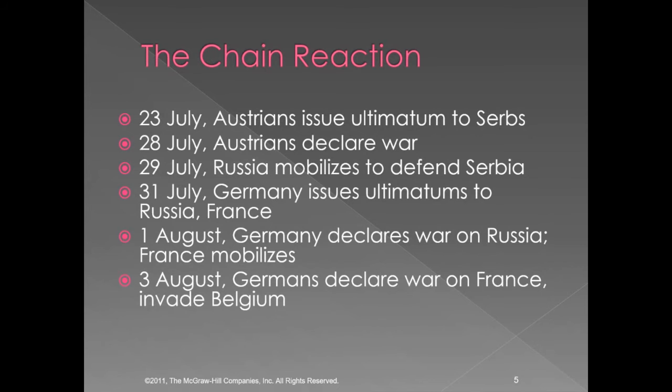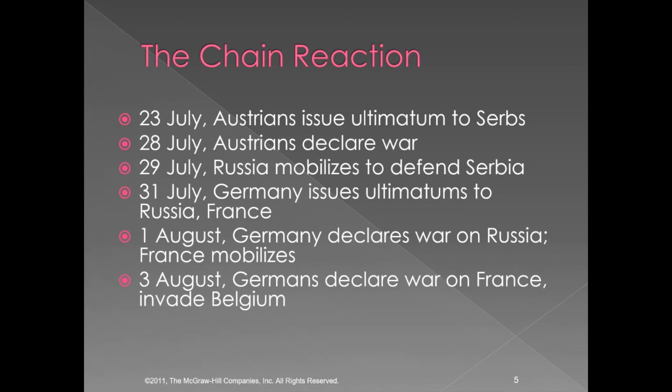August 3rd, Germans declare war on France and invade Belgium. Like, whoa. What did the Belgians do? Nothing. They didn't do anything. They just happened to be in between Germany and France. And it's actually ridiculous. This was a huge blunder for the Germans. They have a border with France already. They don't have to march through a neutral nation such as Belgium to get there. But this was part of their war game, and so they did.